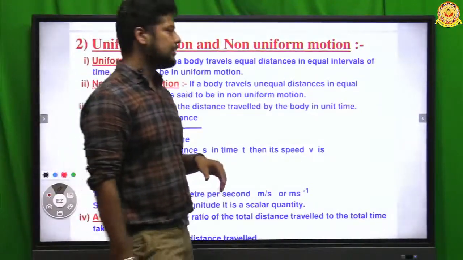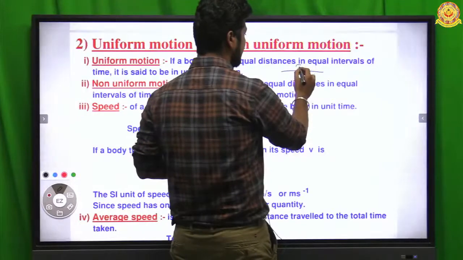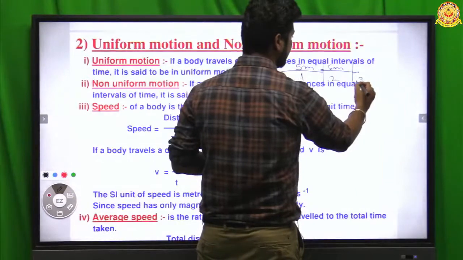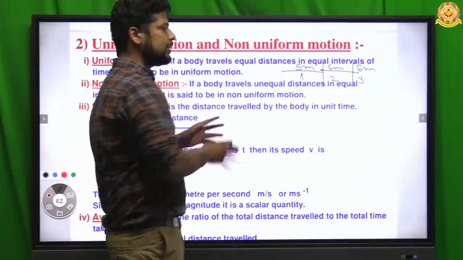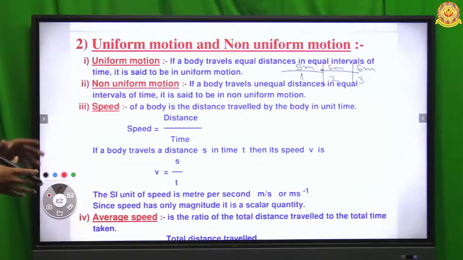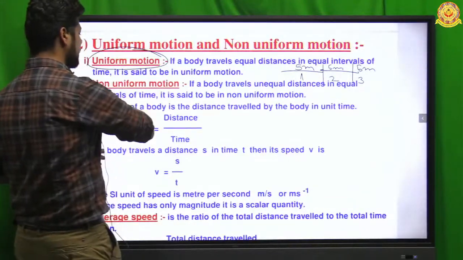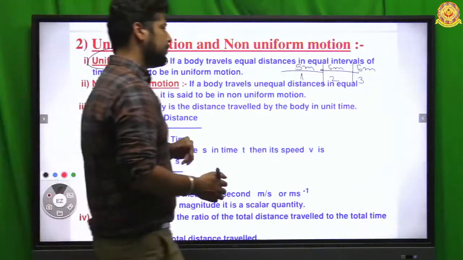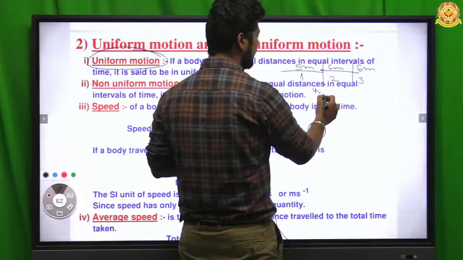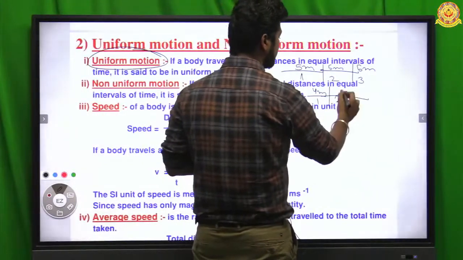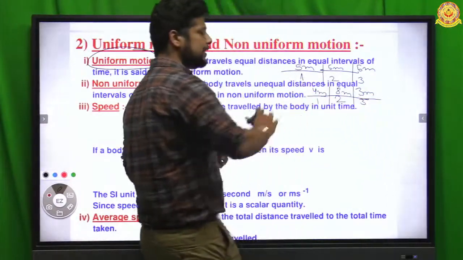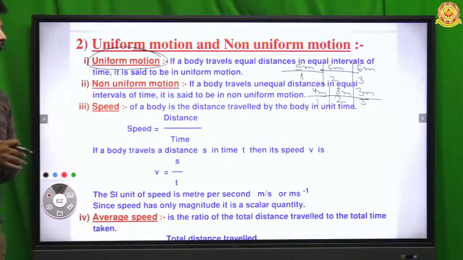Suppose a particular body is traveling: in 1 second it goes 5 meters, in the other second it will go 5 meters, in the other second it will go 5 meters. So we can say that it is covering equal distance in equal intervals of time. So yes, that body is in uniform motion. But non-uniform motion is when a body travels unequal distance in equal intervals of time. Suppose at first the body covers 4 meters in the first second, then 8 meters, then 3 meters. So this is basically non-uniform motion. I think you all have understood the difference between uniform and non-uniform motion.